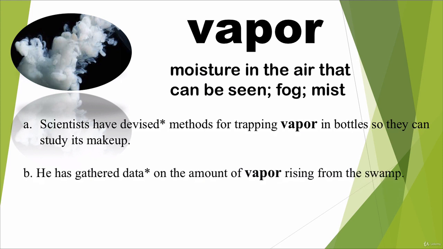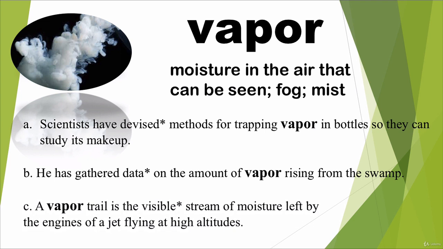That's it. He has gathered data on the amount of vapor rising from the swamp. The essential word here is data, which means information or documents. A vapor trail is the visible stream of moisture left by the engines of a jet flying at high altitudes. Right? Do you know the meaning of visible? Visible means something that you can see. So the first word is vapor, which means moisture in the air that can be seen. Let's go to the next word.